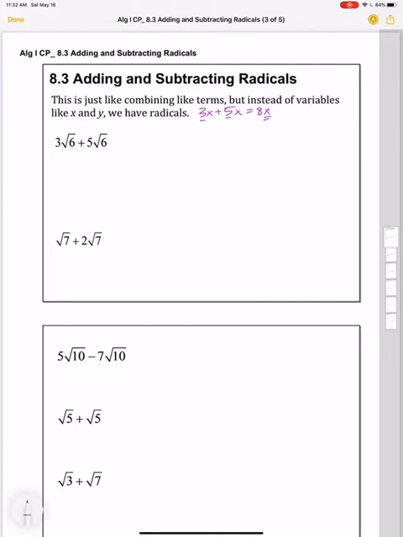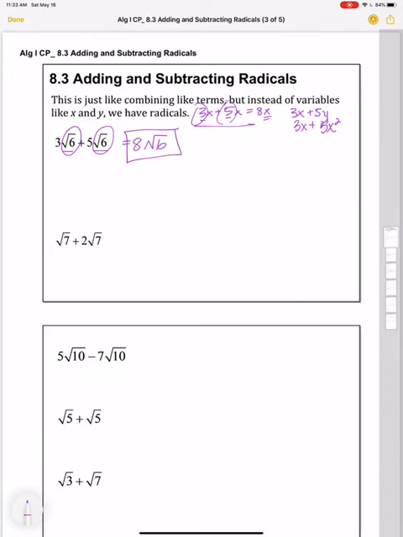So if you had 3x plus 5y, we could not add those because they are not the same. If we had 3x plus 5x squared, we couldn't add them because they don't have the same exponent. So it's the same thing with radicals. 3 square root 6 plus 5 square root 6. Those are the same. This has to be identical for you to add them. And then just like here, where we only add the coefficients, we will only add the coefficients. 3 plus 5 gives us 8 square root 6. And that doesn't change, just like how that x doesn't change.